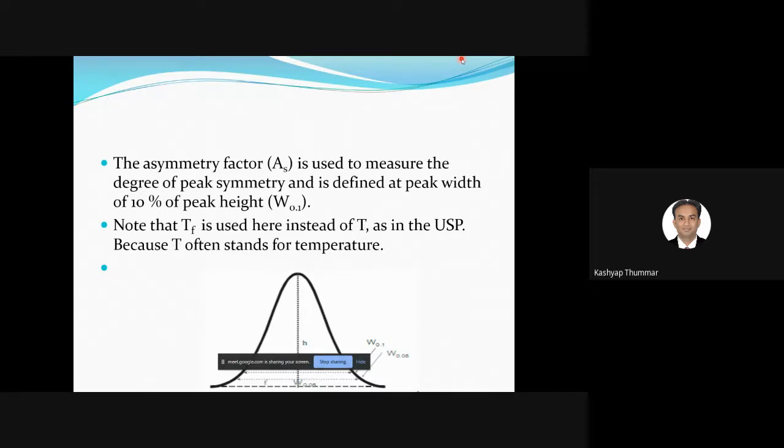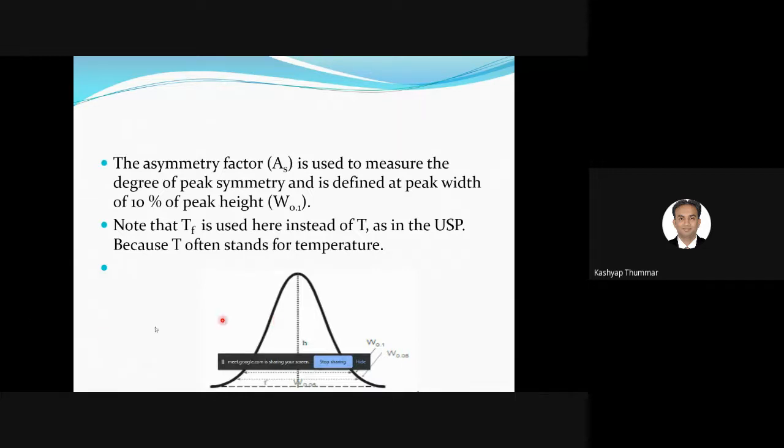The asymmetry factor, denoted by AS, is used to measure the degree of peak symmetry and is defined at the peak width at 10% of the peak height, that is, 0.1. Note that. Whenever you have a peak, you divide it from the middle, and you get part A and part B. That ratio should be calculated, and whether the value is above or below one defines the peak symmetry or asymmetry.